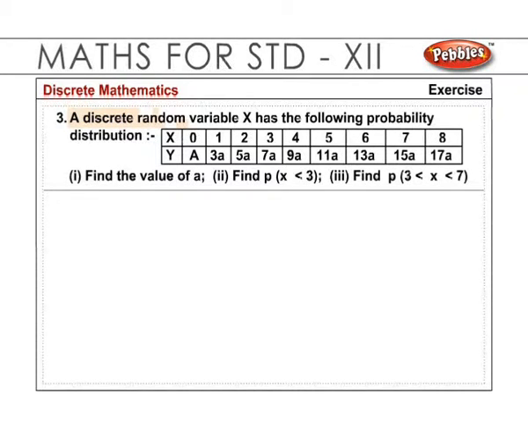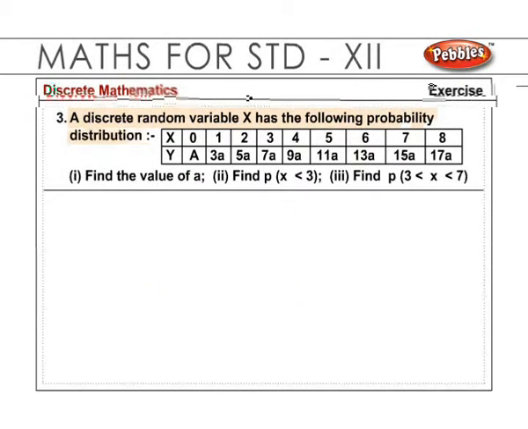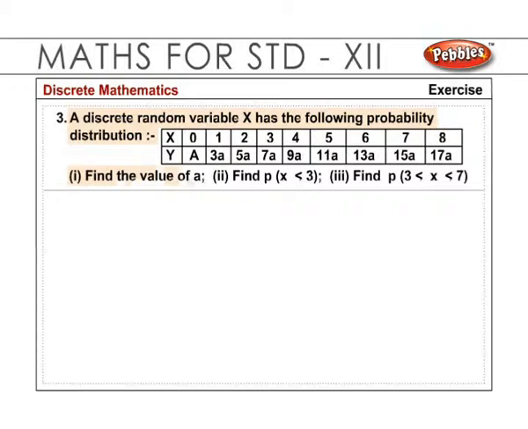A discrete random variable x has the following probability distribution. Find the value of a. Find P(x < 3). Find P(3 < x < 7).